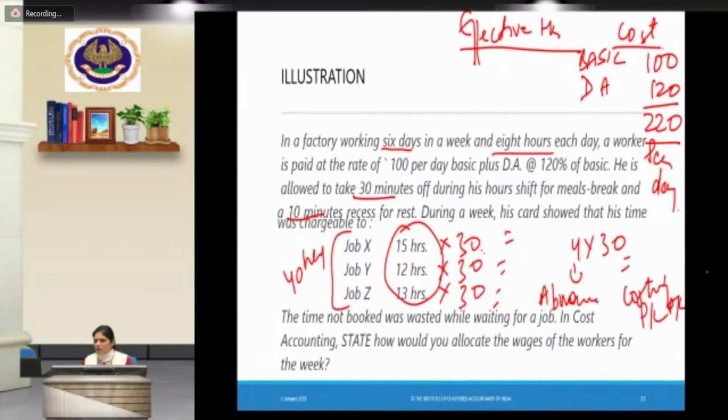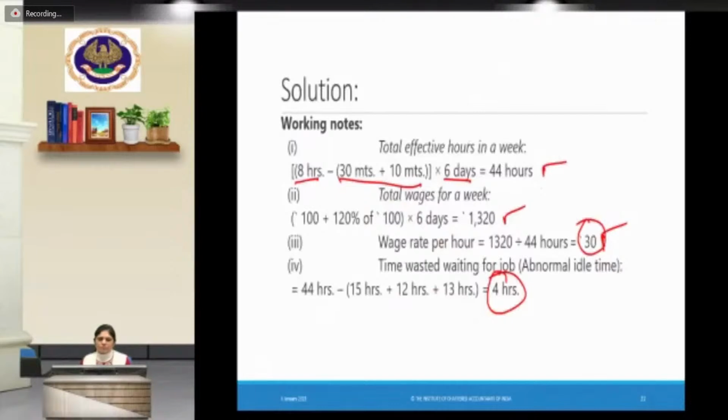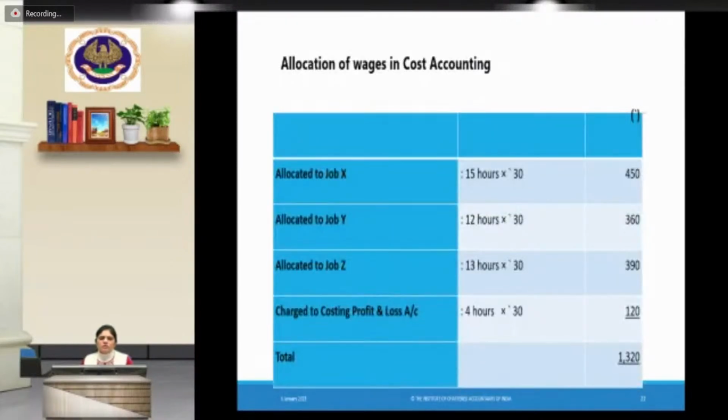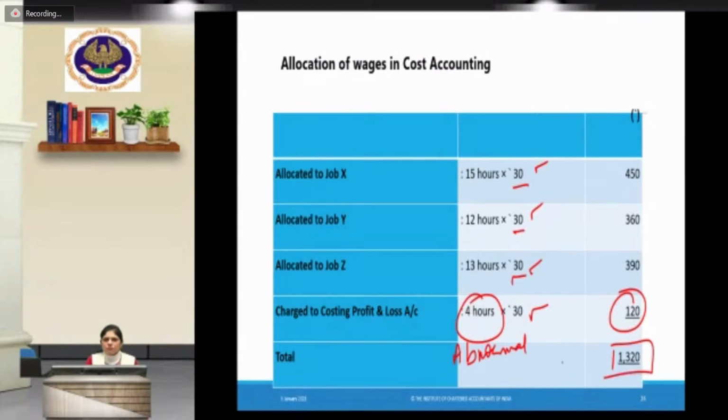All right. So now let me show you. This we have just explained, and this is the way we do it. So this is again the statement. Allocated to job: 15 hours into 30, 12 hours into 30. See, this is the normal wage rate per hour. Clear? And the 4 hours, this is abnormal idle time, into again the same rate per hour. This will go to costing P&L account. Clear? So the total cost makes out to 1320.